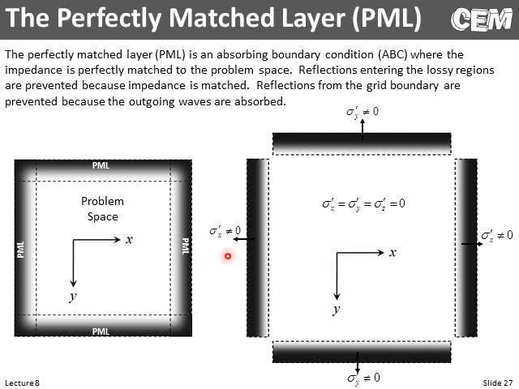I put the little prime superscript here to show you that this is a fake conductivity. It's not a real conductivity you get from materials. This is something we're going to use just mathematically to introduce the loss numerically. So there's no physical material out there that would have these properties. We're making them up. So inside the problem space, where we don't want artificial loss, we're going to set these fictitious conductivity terms to 0. We only want this fictitious loss to occur in our boundaries. So the conductivity terms will be 0 in the problem space, and then something greater than 0 in the outer regions.